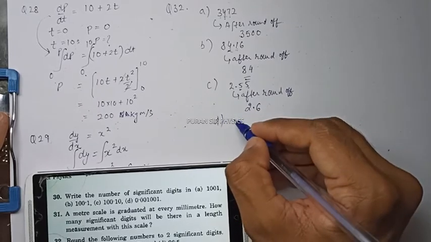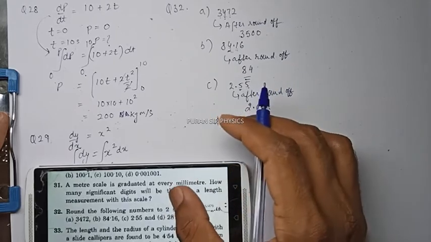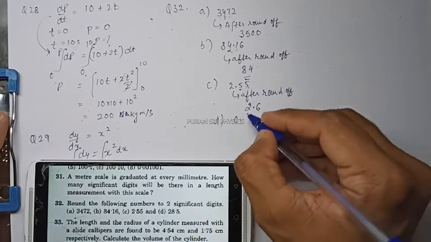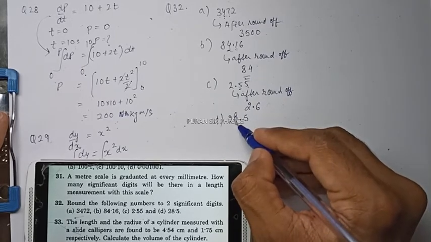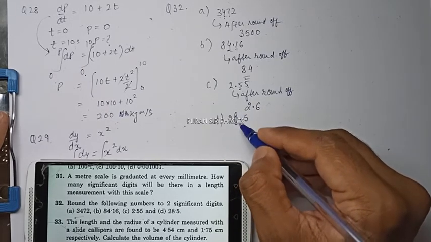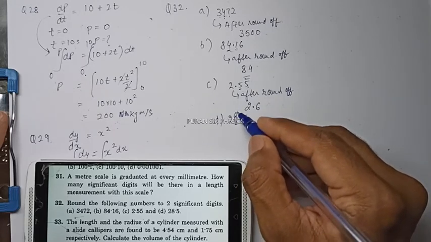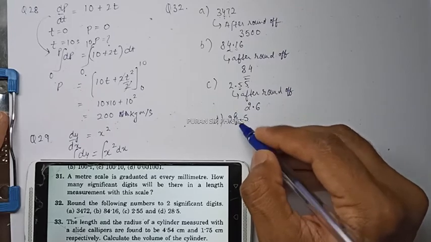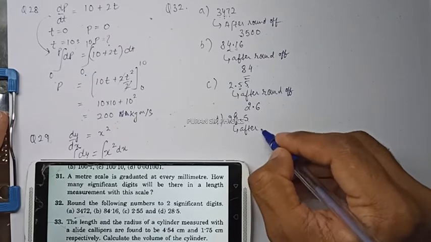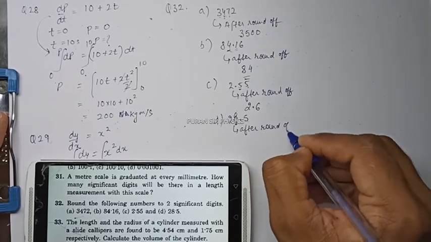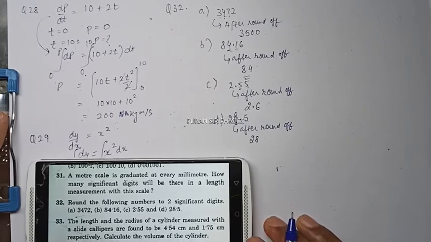In D, in D you have 28.5. So this is your even number and on the right of it you have 5. So now you will retain it, you will not increase it, this 8 will remain. So after round off it will become 28. So this is the answer of question number 32.